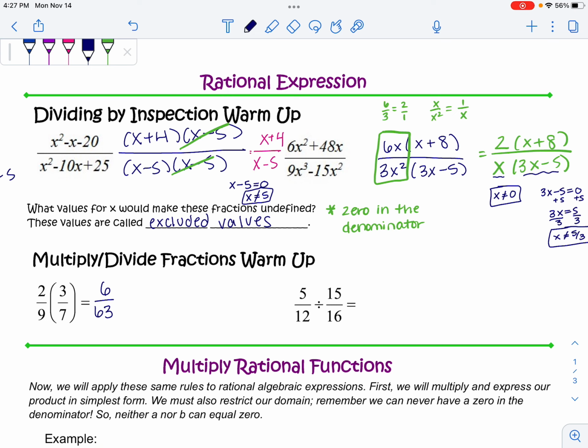All right, can I simplify this fraction? Yes, I can. 6 and 63 are both divisible by 3. So I get 2 over 21.